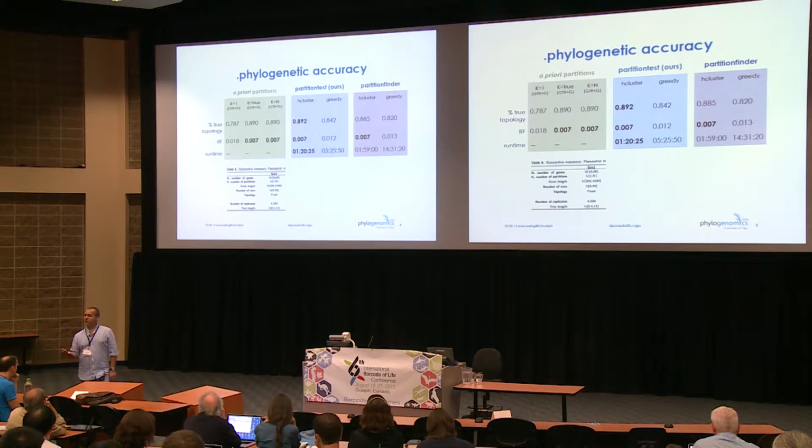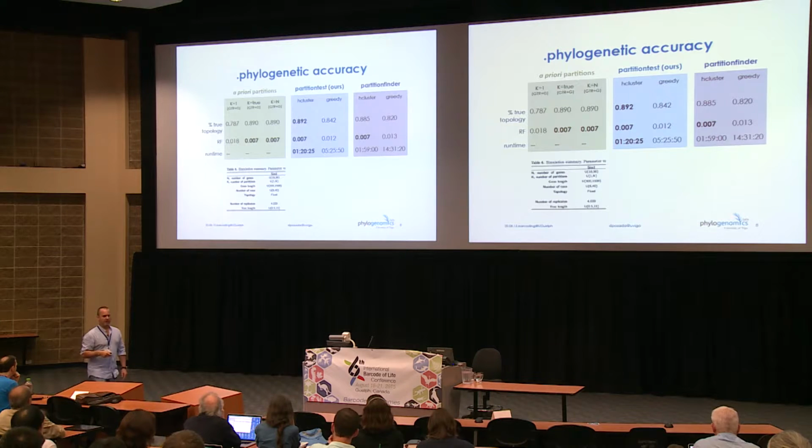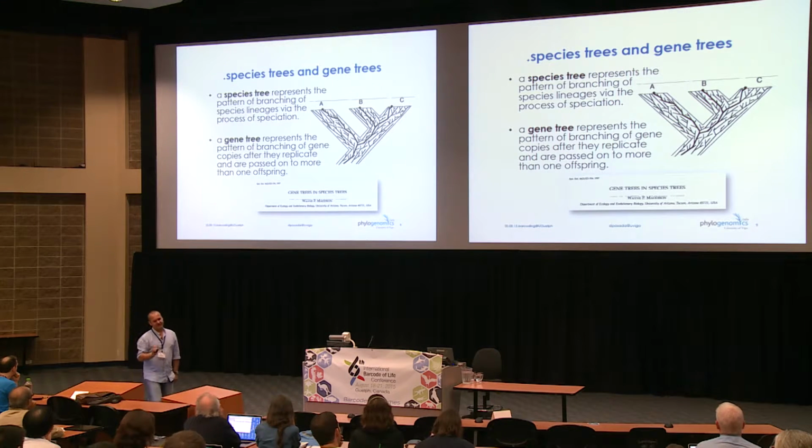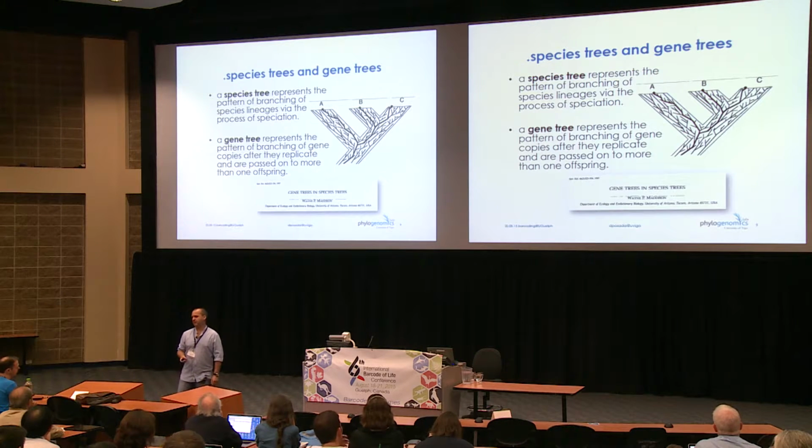So if you are used to running model tests for single genes, use these programs, Partition Finder or ours, whatever you prefer, to obtain the best fit model for a set of multilocus data. First, that's the first message, okay? This is a short one. But the most important is this, okay?